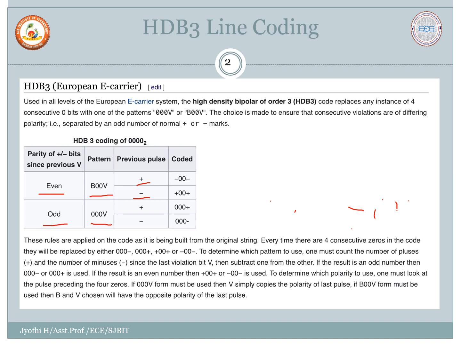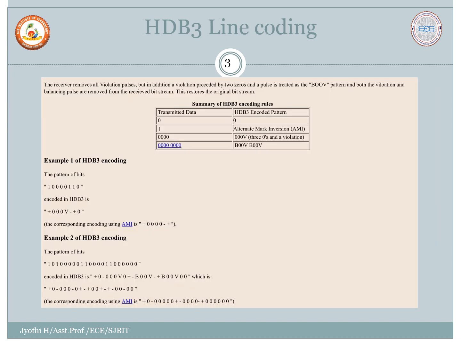Now if it is an odd number of ones before the consecutive zeros, then it is 00V. If the polarity of the one before the consecutive zeros is positive, then it is 00 plus. If the polarity is negative, then it is 00 minus. Okay, so the next thing is to consider an example, where it can be implemented and how it can be implemented.